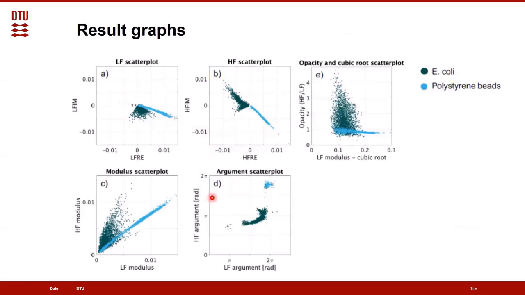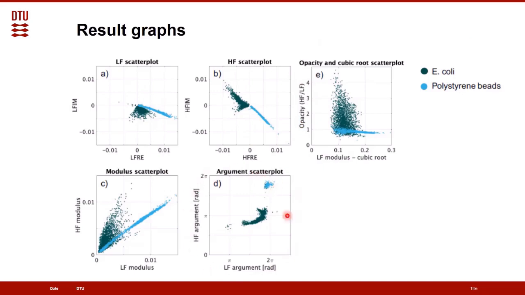When we do these experiments, we usually get a huge number of particles through our electrodes, and each particle is represented by a dot in this sort of scatter plot. There are a lot of things that we can plot. We get 4 signals out: a low frequency and a high frequency real part, and a low frequency and high frequency imaginary part, and we can plot any combination of these. Usually what we use is the opacity in cubic root scatter plot, where we have the size on the x-axis and then the high to low frequency ratio on the y-axis.